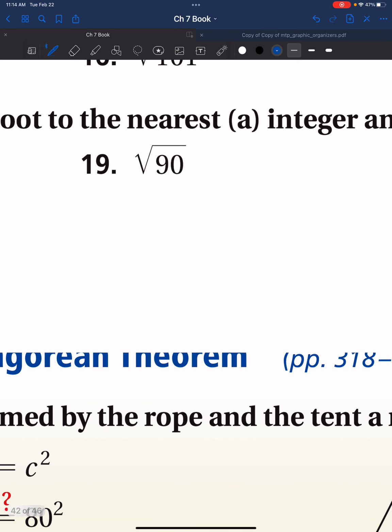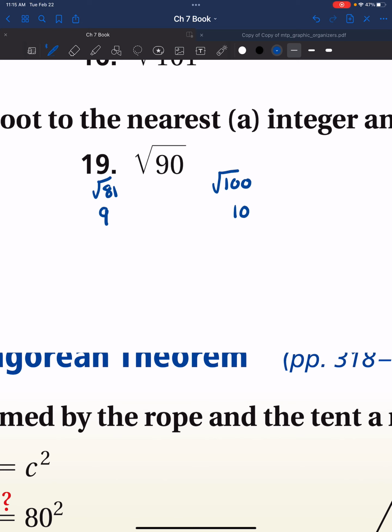All right, let's go ahead and do 19. I want you to approximate the square root of 90, the nearest integer, and the nearest tenth. So once again, the first thing you're going to do is write the nearest perfect square above and below 90. 81 and 100. Ooh, good job. 81 and 100. Yep. The square root of 100 is 10. The square root of 81 is 9.